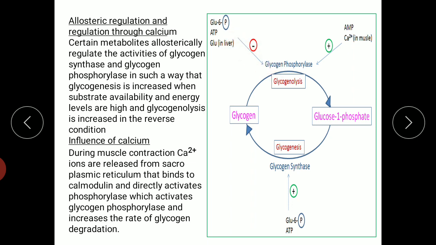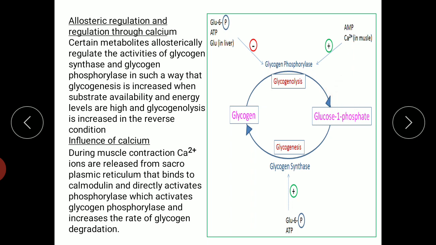negatively affect glycogen phosphorylase. There is plenty of glucose, energy is available. At such a time, there is no need for further breakdown of glycogen. So it will inactivate glycogen phosphorylase and it will block this process. On the other hand, if there is AMP instead of ATP, that will positively modulate conversion of glycogen into glucose 1-phosphate.